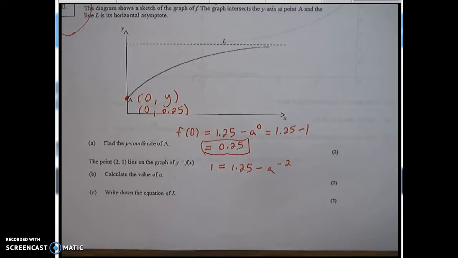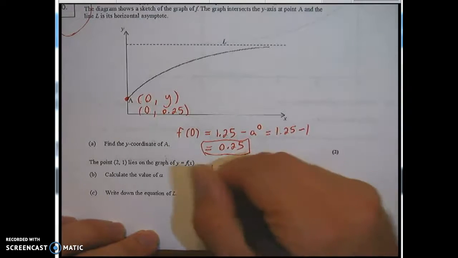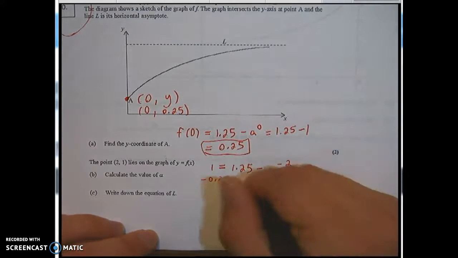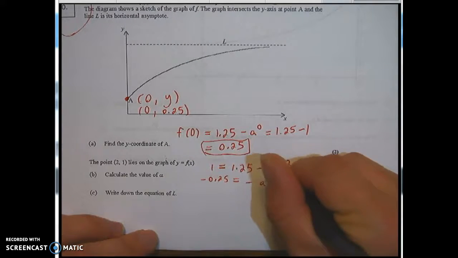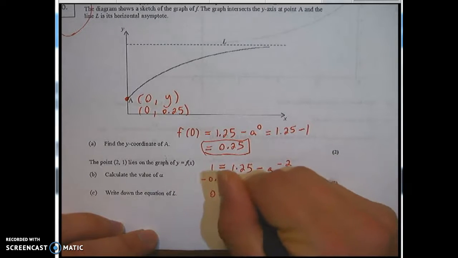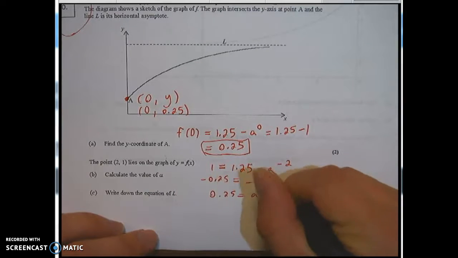All right, so I should be able to solve for a, given this information. Subtract 1.25 from both sides first to get negative 0.25, which equals negative a to the negative 2. Get rid of those negatives, make it 0.25 equals a to the negative 2.